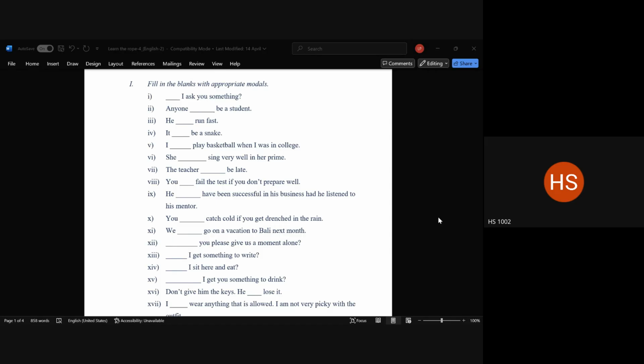Okay. 16th one, don't give him the keys. He dash lose it. He may. He may lose it. Yes. Might. He might, yeah, he might lose it. Yes, correct. He could lose it. Yes, correct. He would lose it. Hmm, so what will it mean if you say he would lose it? Very probable to lose. Does would have that kind of meaning? Do we use would to mean that? I'm not sure.